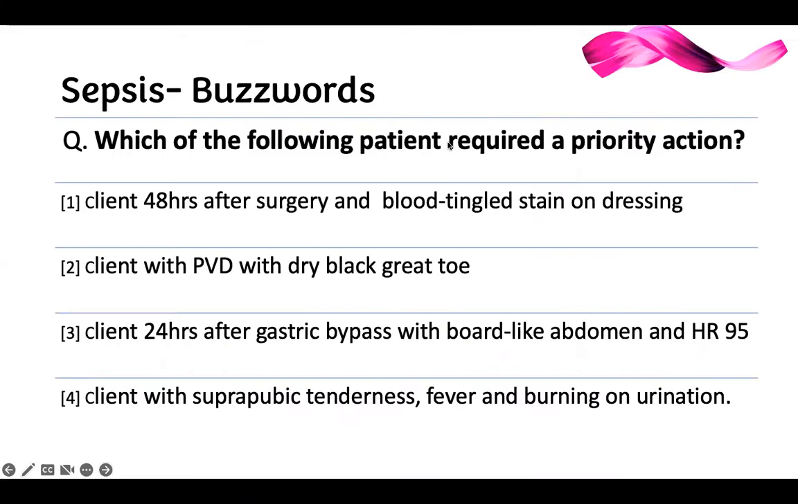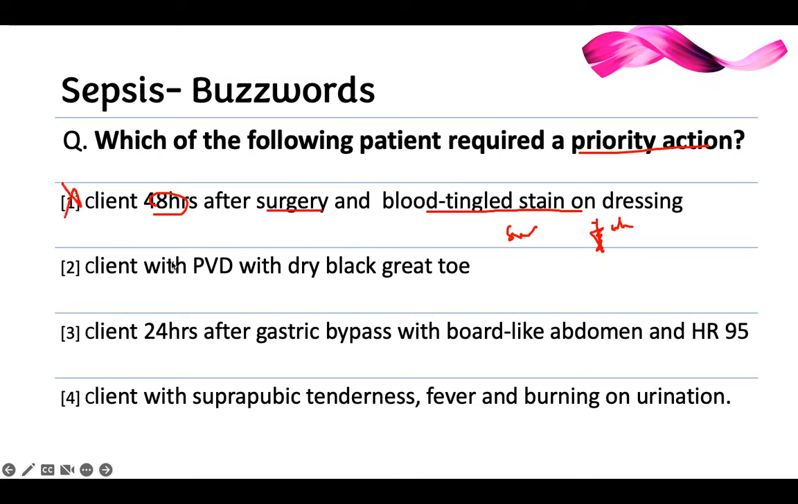Which of the following patient required a priority action? A client 48 hours after surgery and blood tinged stain on the dressing. Well, he just had surgery. This is incision and a stain in the dressing. That's serosanguinous drainage. That's an expected finding. There's no signs of erythema, no drainage, and nothing they've told me.